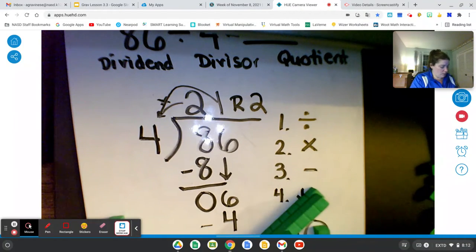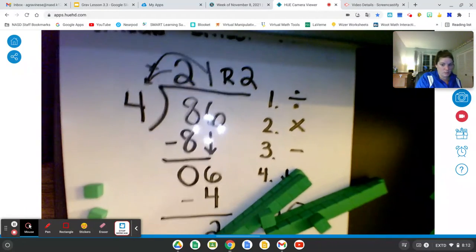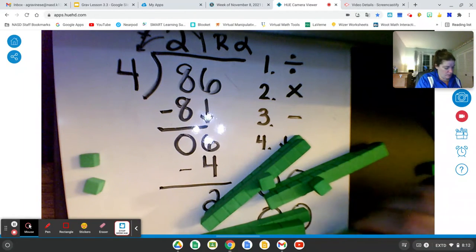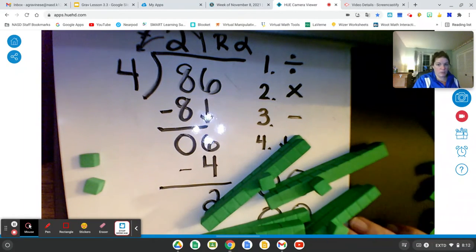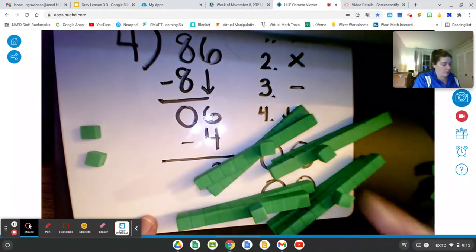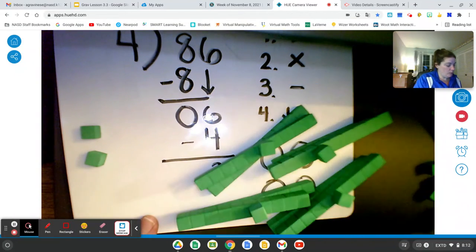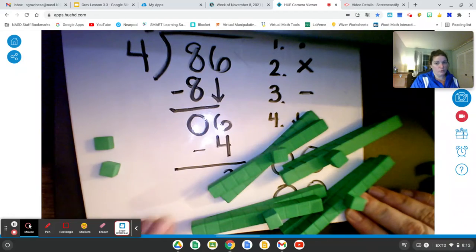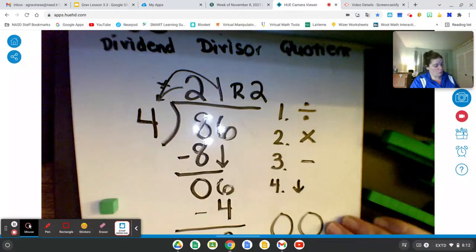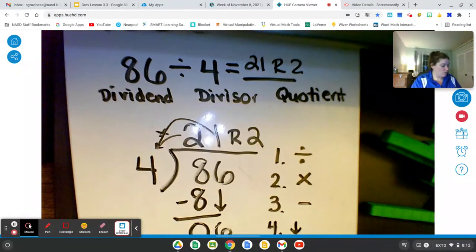Remember that we had 2 of these 10s rods, and I drew my bins so tiny because I don't have a lot of space here, but we had 2 of the 10s rods in each bin, and we had 1 1, so that's 21, and then we had 2 left over for a remainder of 2. That would be our quotient, 21, remainder 2.